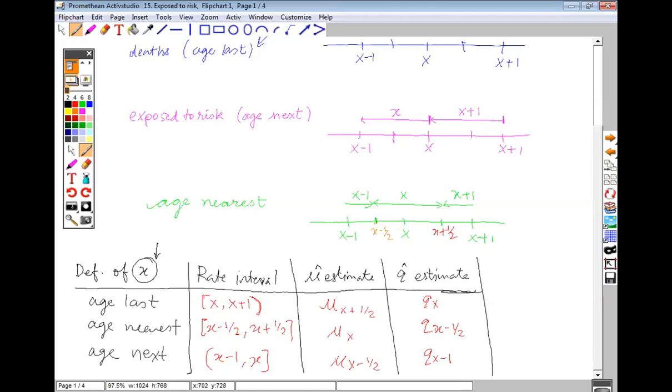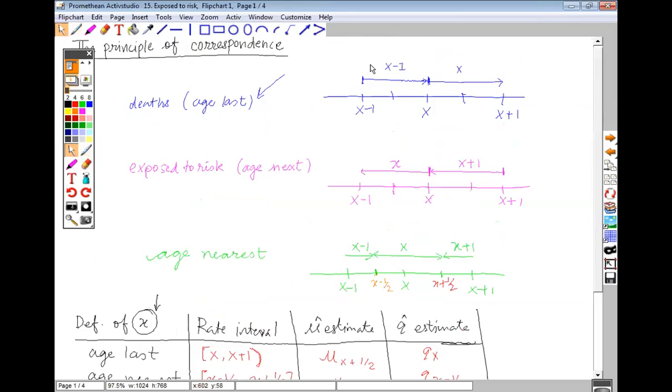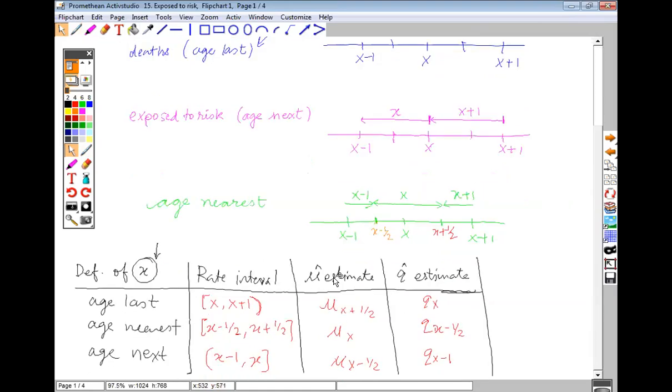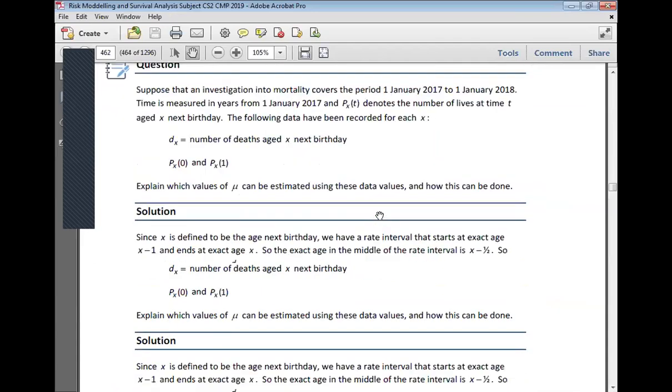Okay, so no doubts. All right, so this is a table which will be very helpful. This table is just a very nice and crisp summary of whatever we saw in the diagram. We were looking at people aged X. So from X to X plus 1, then X minus 1 to X, and then X minus a half to X plus half, right? And then we look at central exposed to risk, the middle of these 3, and if I'm looking at initial, then Q x minus a half, and then Q x minus 1. All right, so now we will try to solve a question which will use this knowledge.